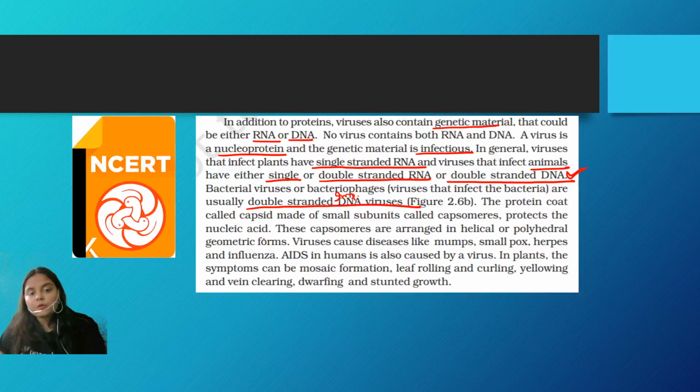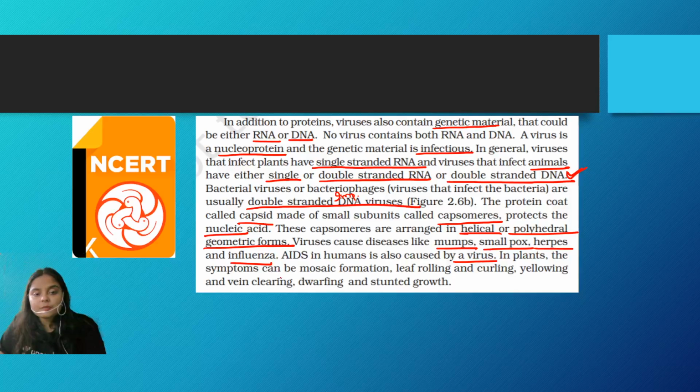The protein coat called capsid is made up of small subunits called capsomeres, and this capsid protects the nucleic acid. These capsomeres are arranged in helical or polyhedral geometric forms. Viruses cause diseases like mumps, smallpox, herpes, and influenza. AIDS in humans is also caused by a virus.